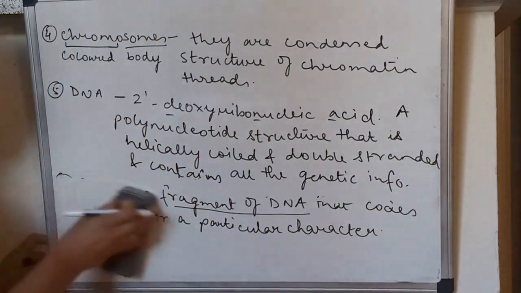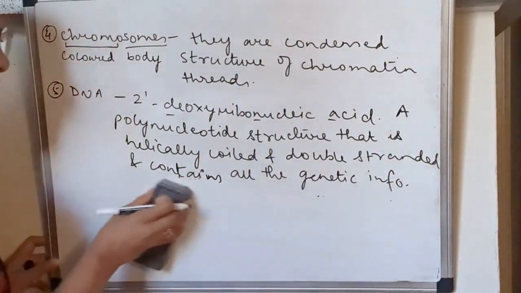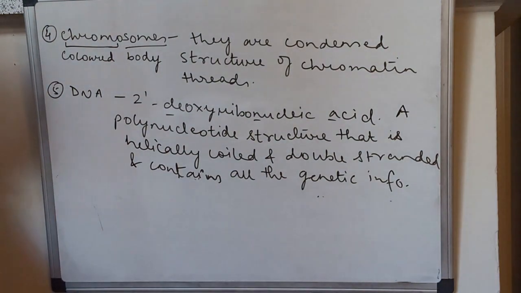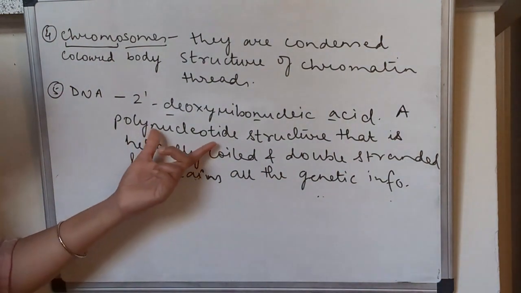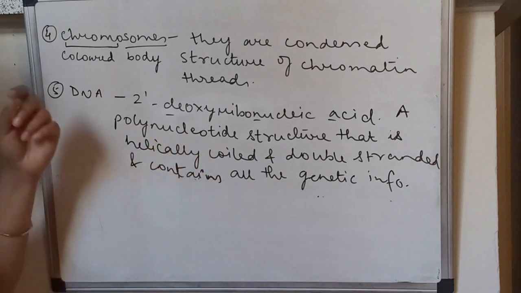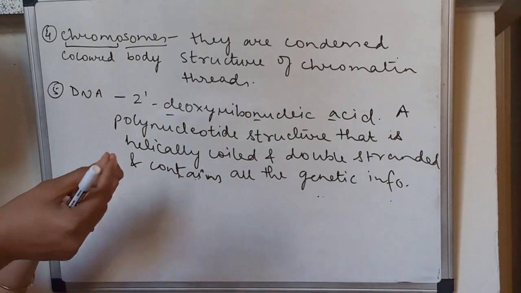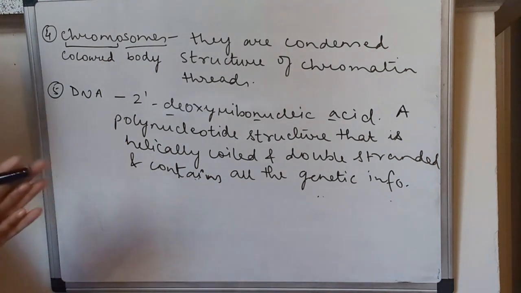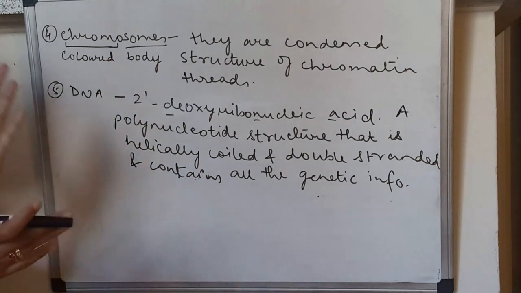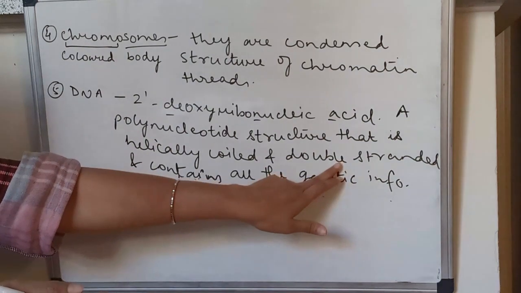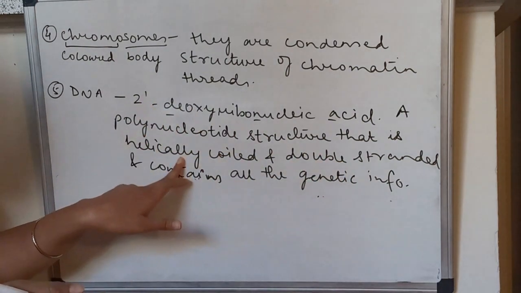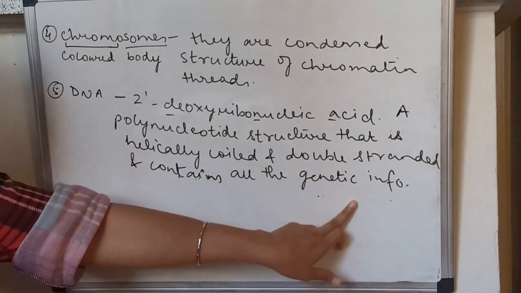Alright, so that is what is meant by DNA. DNA is a polynucleotide structure. Why do we call it polynucleotide? Because it is made up of polymers of nucleotides. Nucleotides come together to form a polymer, and that is DNA. It is a double-stranded structure. It is helically coiled and it contains all the genetic information.